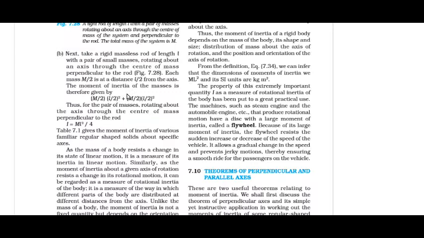The moment of inertia of the masses is therefore mr square. So what we can write, m by 2 is m and r is L by 2 square, plus m by 2 multiplied by r square, which is L by 2 square. Thus, the pair of masses rotating about the axis through the center of mass is perpendicular to the rod. So if you add it, what you will get is ml square by 4. I is equal to ml square by 4.